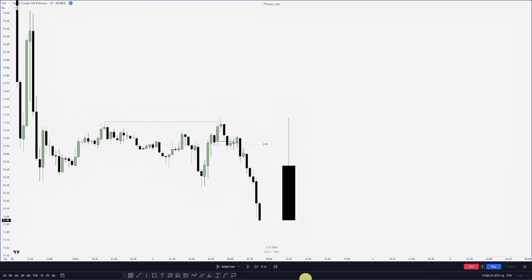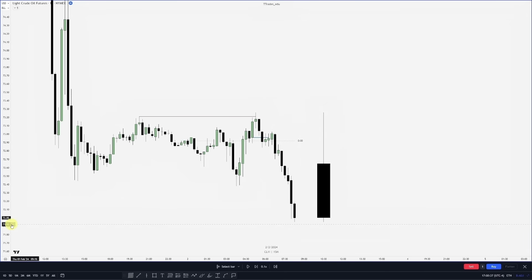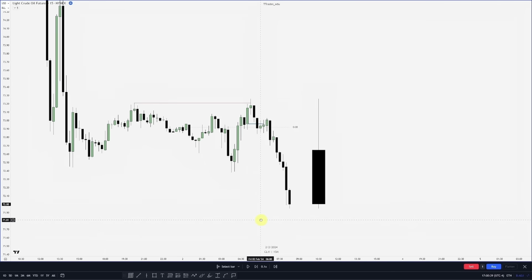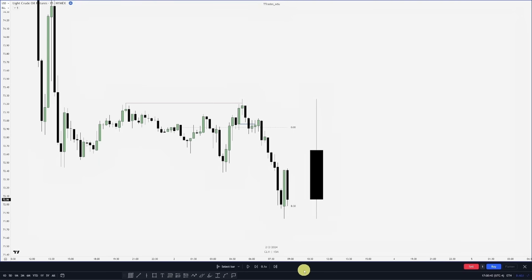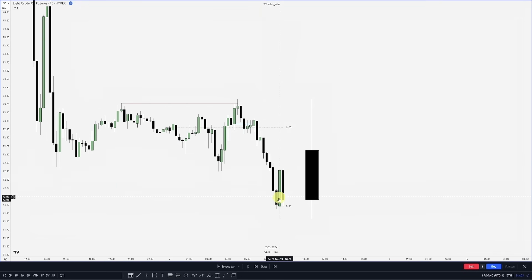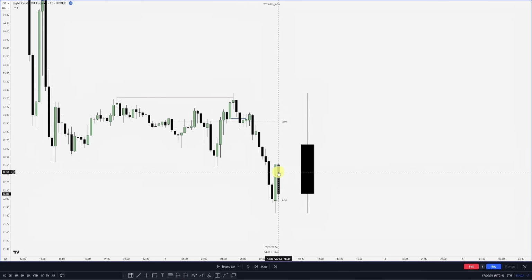Now, as we come into New York, what are the important time levels that we are looking for? 8:30, 9:30. So 8:30 opens and we make an opposing run, right? Since we are looking for a continuation lower and 8:30 moves higher, I see that as a manipulation move to continue lower. So what do we have right here?